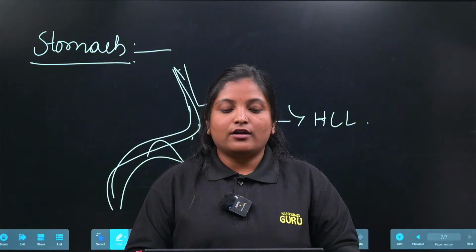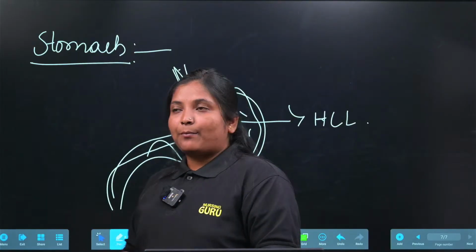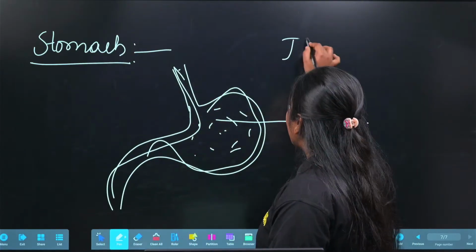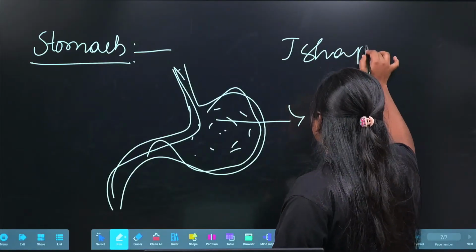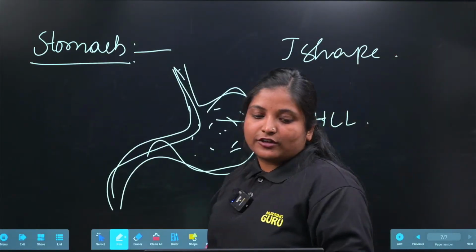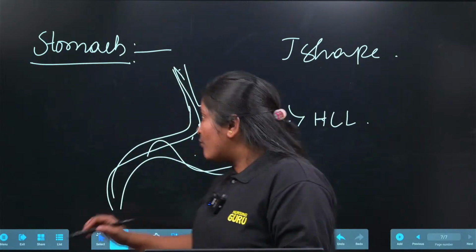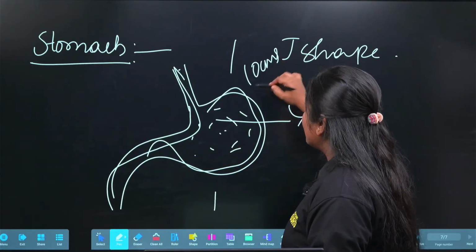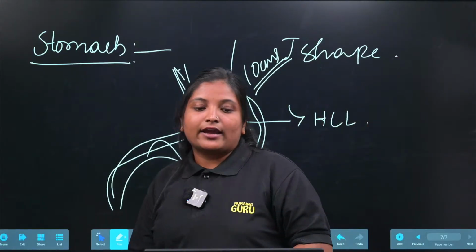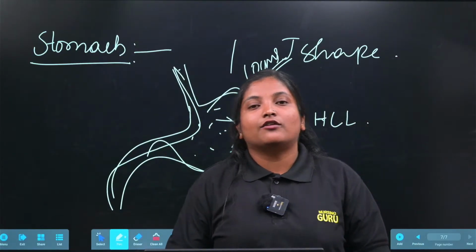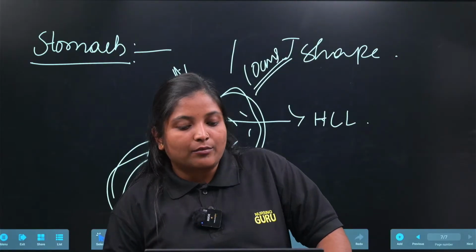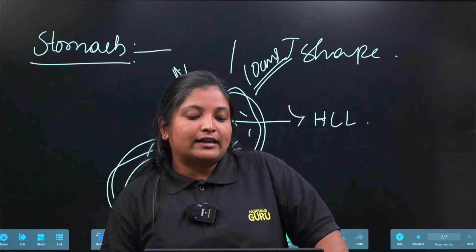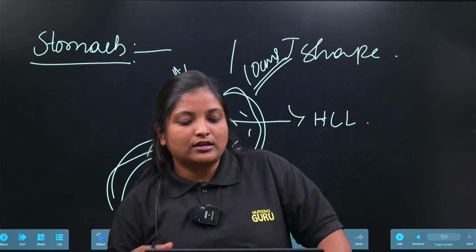Okay, so now we can see the shape of the stomach. Shape is a J-shaped organ. Then the size of the stomach, it's about 10 centimeters. The next one is the capacity of the stomach, which is variable as the stomach is highly distensible.